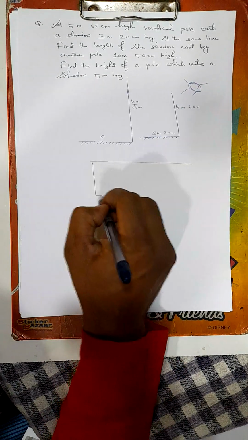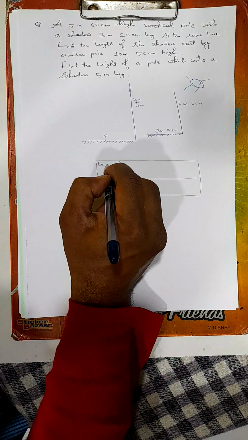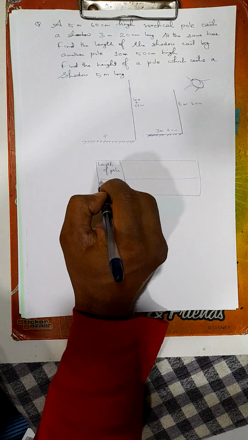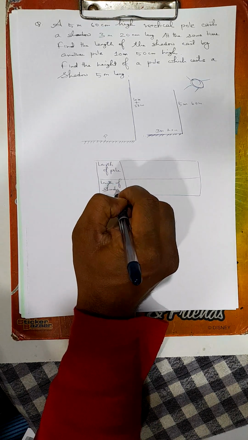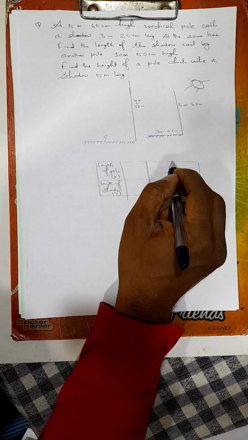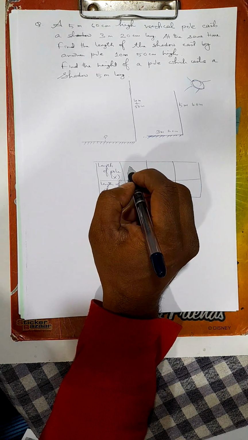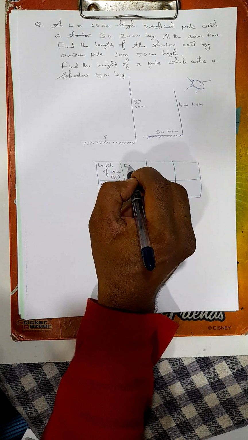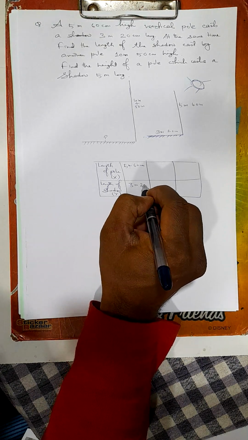So here we find two variables: length of pole and length of shadow. So it is x, suppose this is y. So when the length of the pole is 5 meter 60 centimeter, the length of the shadow is 3 meter 20 centimeter.